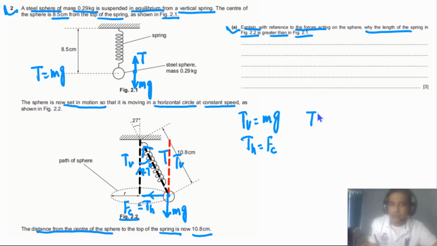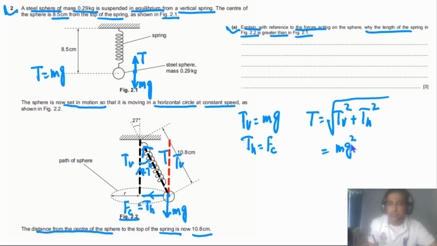If we want to write down T here, T has to be equal to the root of T vertical squared plus T horizontal squared. T vertical is equal to mg, so this is mg squared, plus T horizontal, which is the centripetal force squared, all under the root. So this is the new value of tension, I can say T new, and we can say this one is T naught. T naught is equal to mg, so we can write T naught squared plus Fc squared.